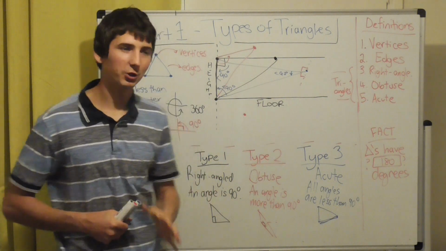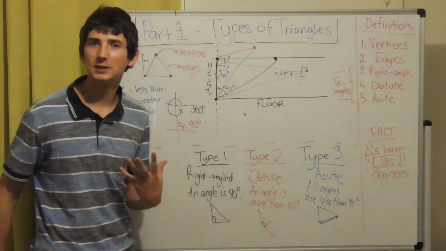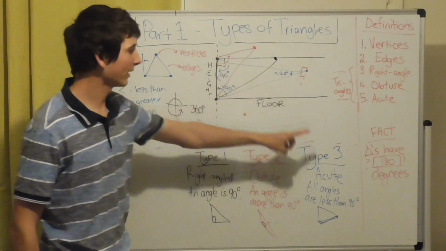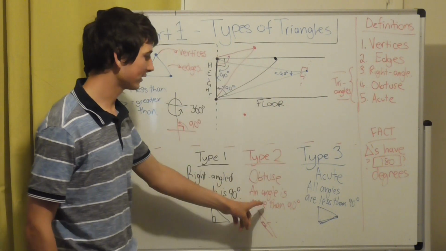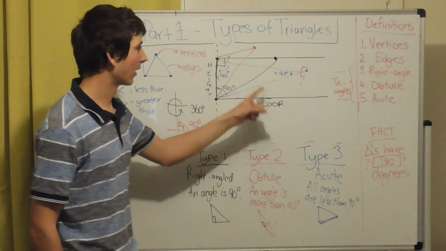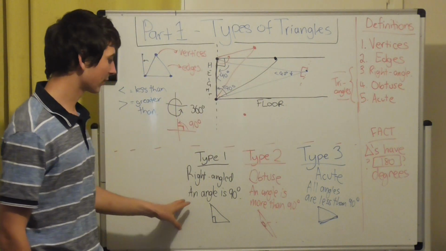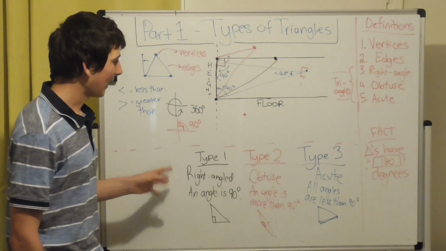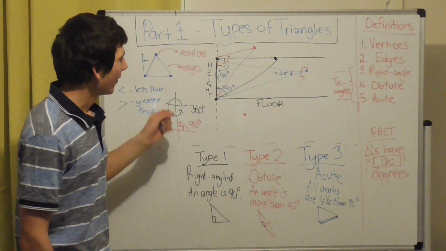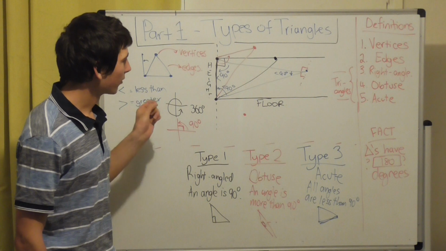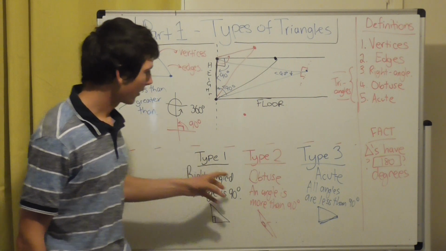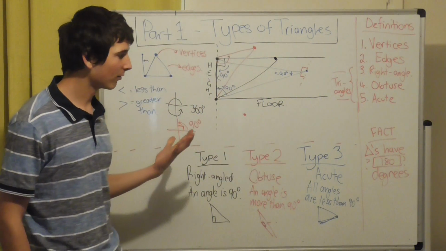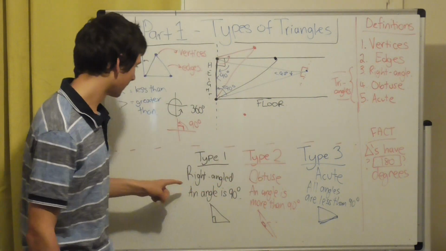Now, I just want to convince you, these are the only three types, and they all exist. I've showed you examples of all of them. The blue one is the acute, the red one is the obtuse, and the black one up here is a right angle triangle. So they all exist, and one of the most important things is that you can see why these are the only ones.